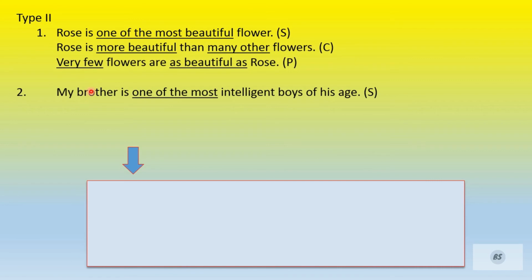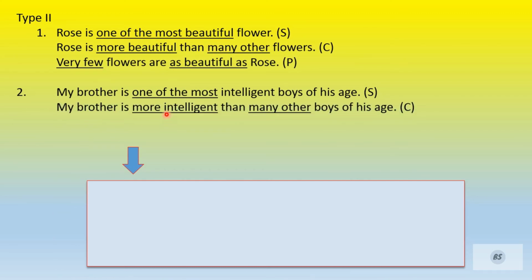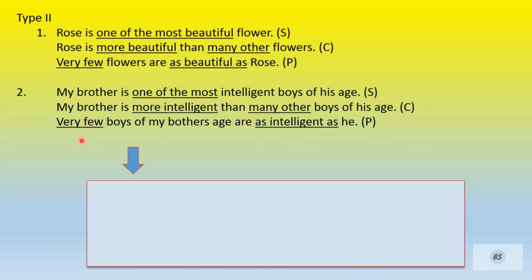Let's take one more example. My brother is one of the most intelligent boys of his age. Now again if you see one of the most, it is superlative degree because it says the most intelligent, but the moment you see one of the, so this type 2 it becomes, so we will make many other and very few we will add. So my brother is more intelligent than many other boys of his age. We cannot write here any other, but we have to write many other. Positive degree will be very few boys of my brother's age are as intelligent as he.